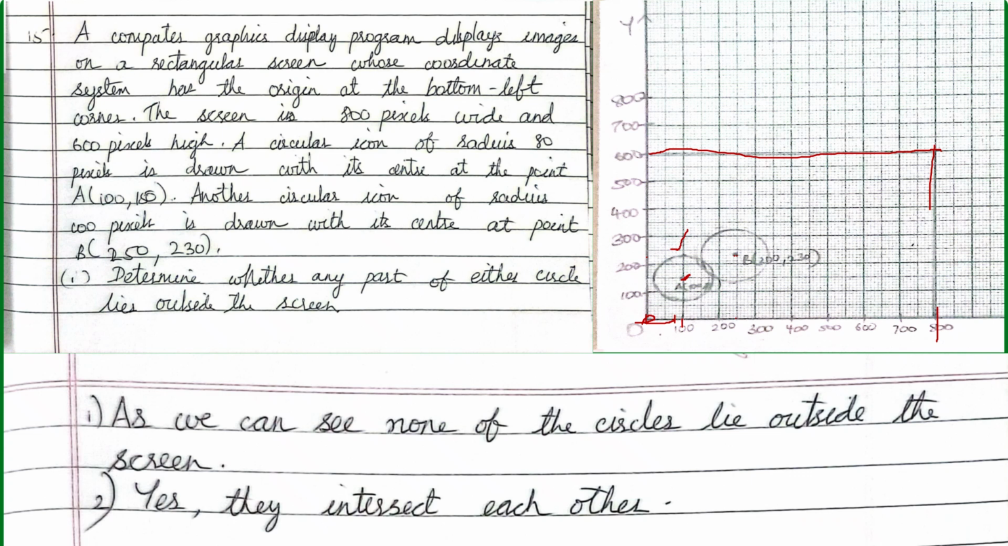Now what are the questions? Determine whether any part of either circle lies outside the screen. As we have seen earlier, this is the entire screen. Does any point of the circle lie inside or outside of the screen? Both the circles lie inside the screen. As we can see, none of the circles lie outside the screen. And the second question is, do they intersect each other? Yes, there is a small portion where they do intersect each other over here.